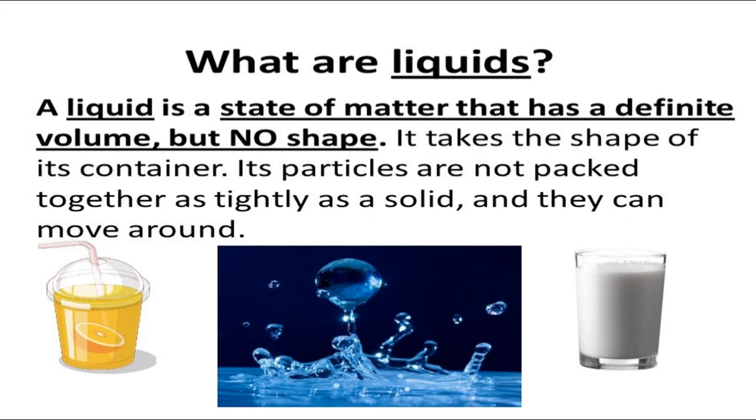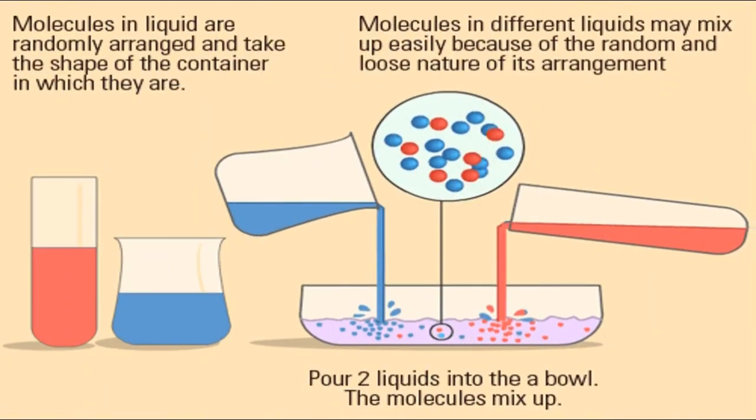Its particles are not packed together as tightly as a solid, and they can move around. Moreover, molecules in liquid are randomly arranged and take the shape of the container in which they are. Molecules in different liquids may mix easily because of the random and loose nature of their arrangement.